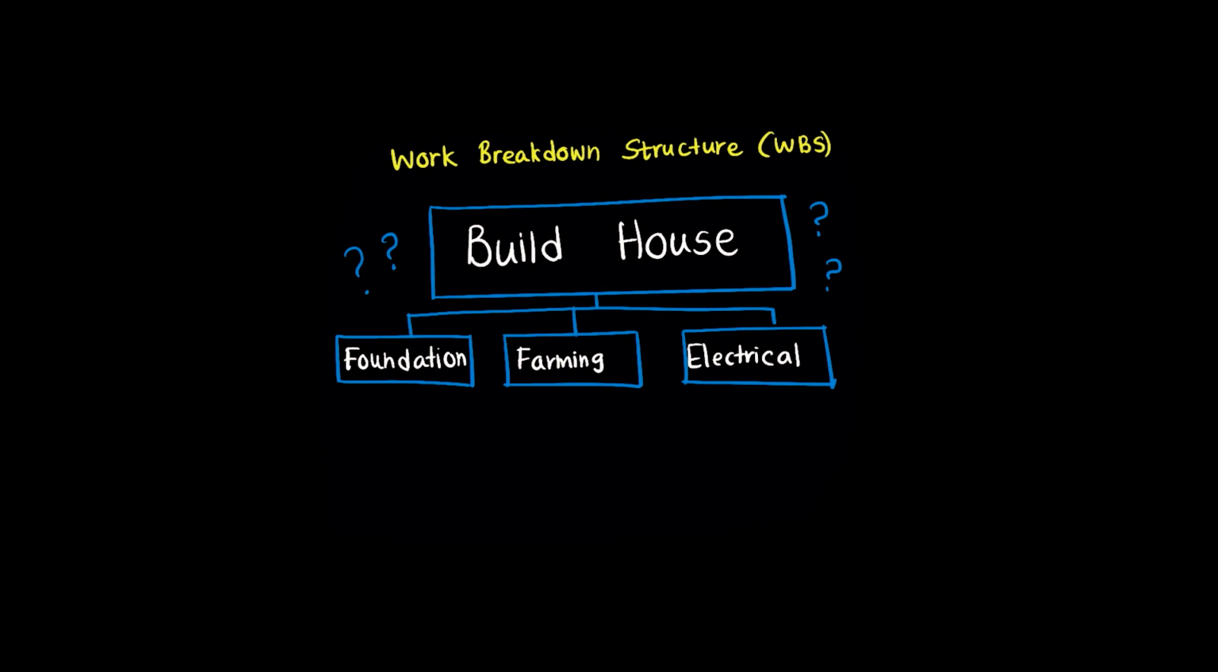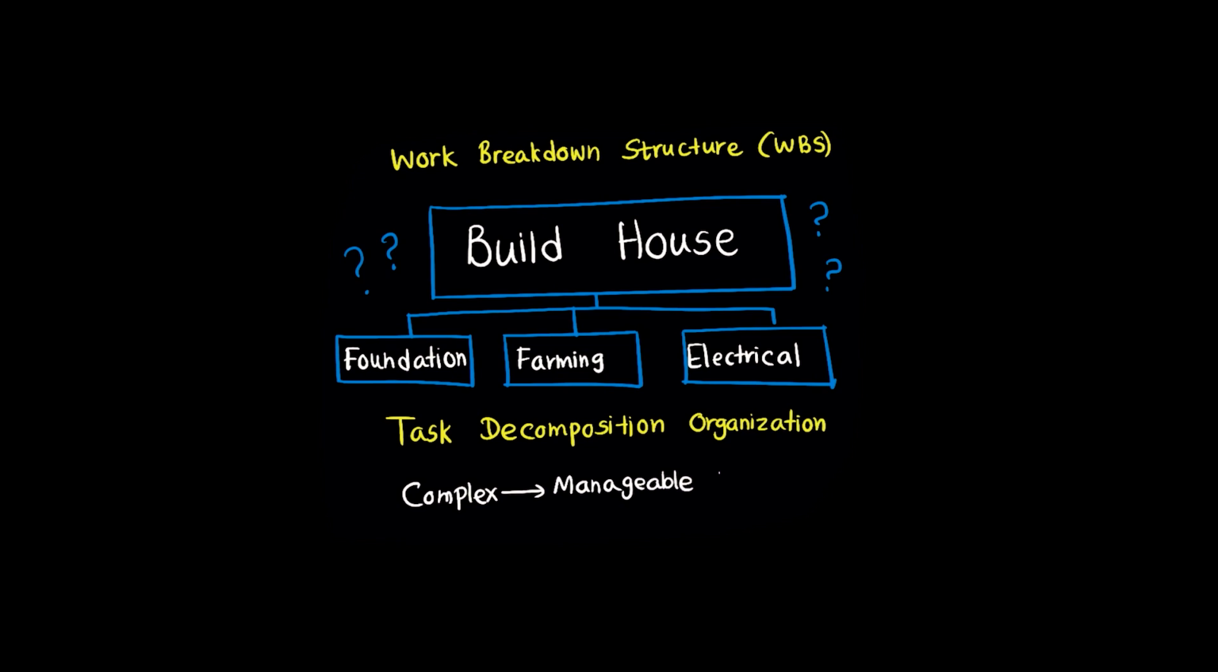Each level decomposes the work into smaller, manageable pieces. This isn't about budget allocation, quality standards, or risk assessment. WBS is purely about task decomposition and organisation, creating a hierarchical structure that makes complex projects manageable.